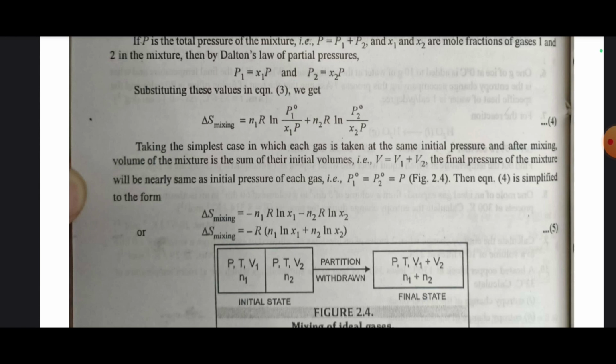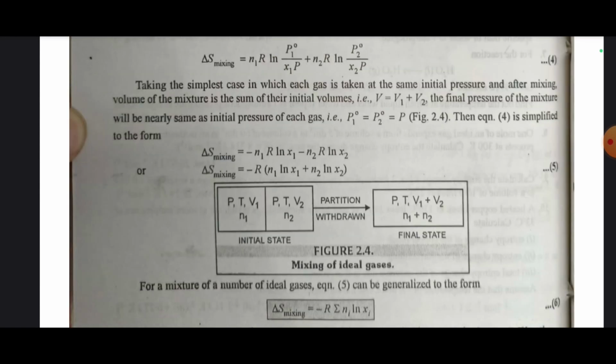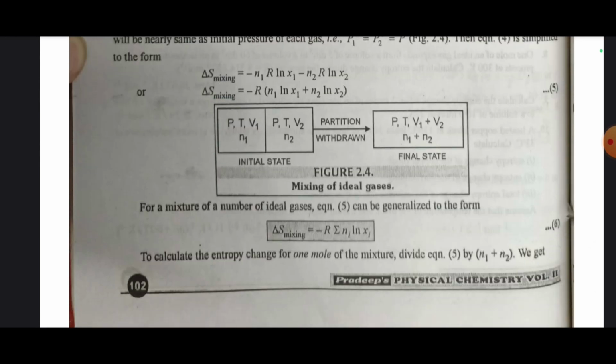Then equation 4 is simplified to the form ΔS mixing is equal to minus n1R ln of x1 minus n2R ln of x2. That is ΔS mixing is equal to minus R into n1 ln x1 plus n2 ln x2, which is equation 5. For a mixture of a number of ideal gases, equation 5 can be generalized to the form ΔS mixing is equal to minus R summation of ni ln of xi, which is equation 6.